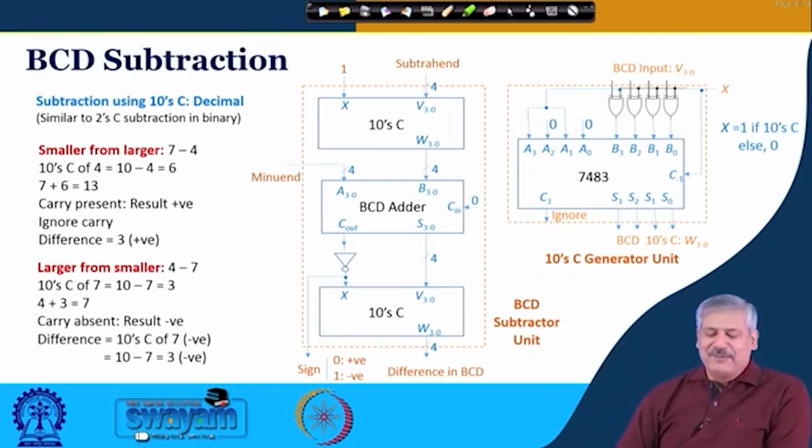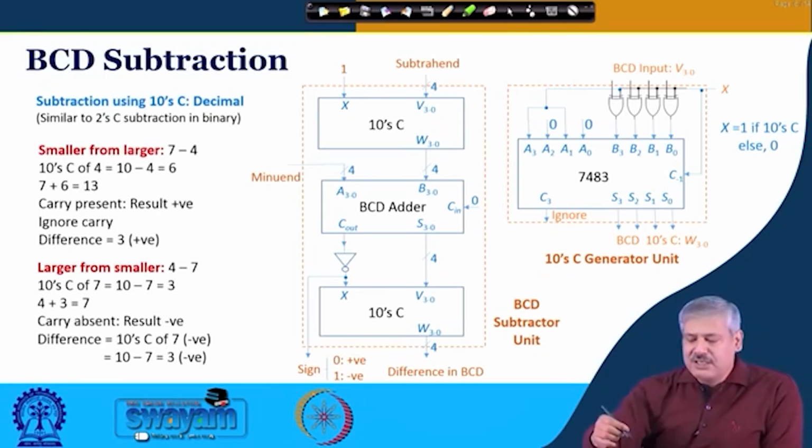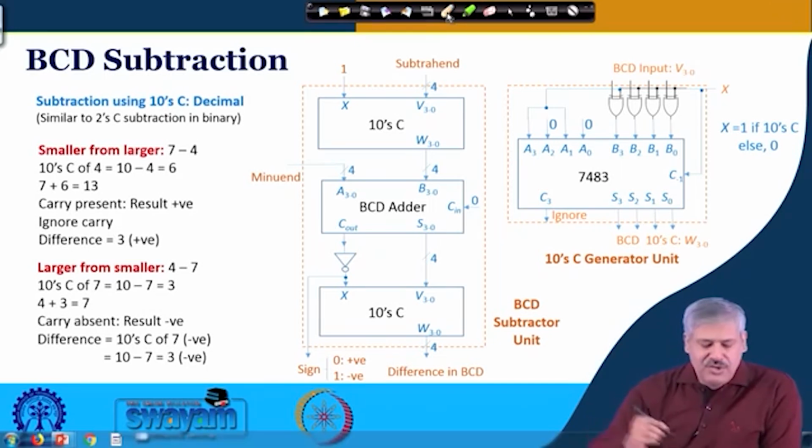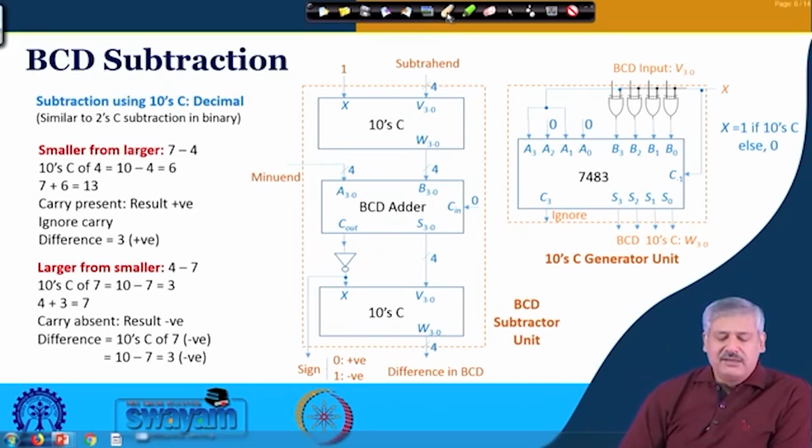Now BCD subtraction. To do BCD subtraction, we shall look at what is known as subtraction by tens complement. We had done subtraction by 2's complement in binary; it is somewhat similar. What is done here? You are subtracting a smaller number from a larger number. So two possibilities: smaller from larger, larger from smaller. Say the example is 7 minus 4.